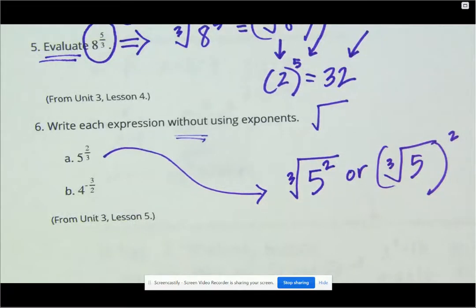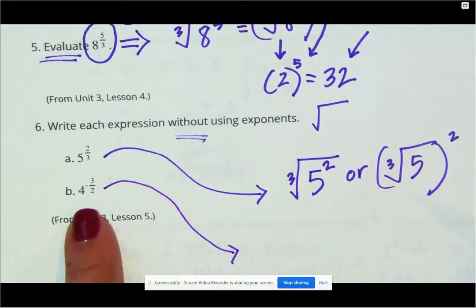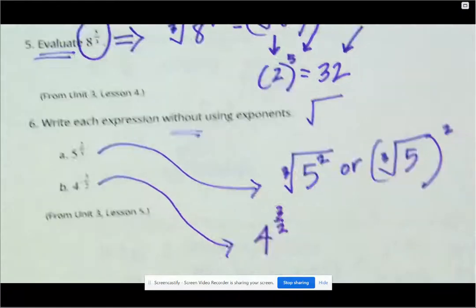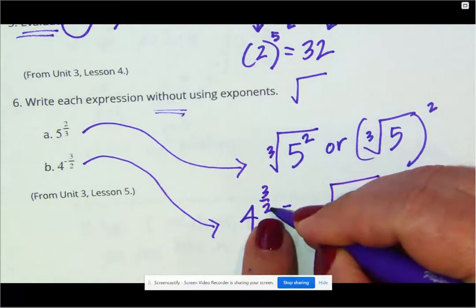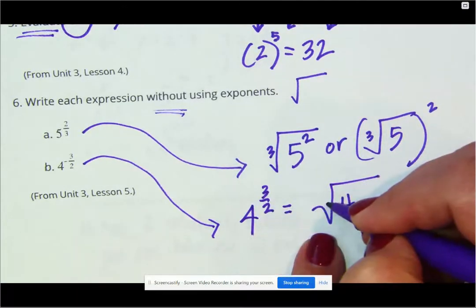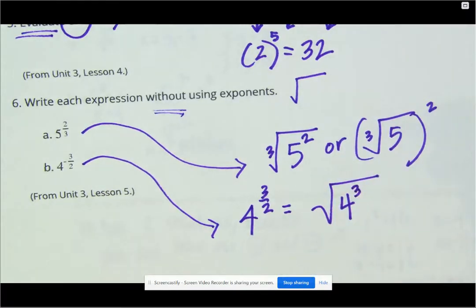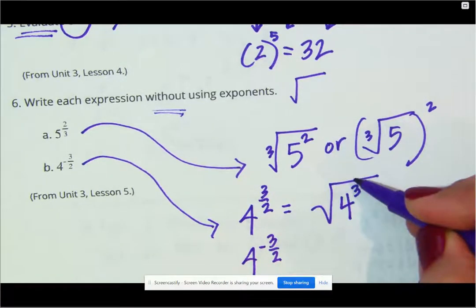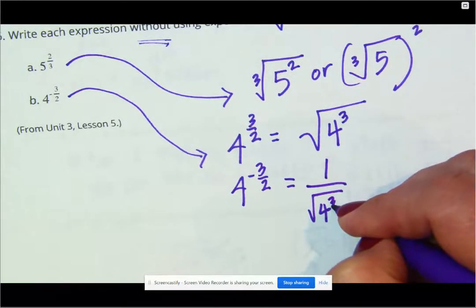All right, how about letter B? It's a negative. Well, all a negative does is it creates the reciprocal. So sometimes what I do is I just do the positive first, and then I worry about the negative in a minute. So this would be the square root. When it comes to square root, you don't have to put the index in too. You can if you want. And it's being raised to the third. Okay. And now the fact that it's a negative, all that means is I got to take this answer and put 1 over it. So it's 1 over the square root of 4 to the third.